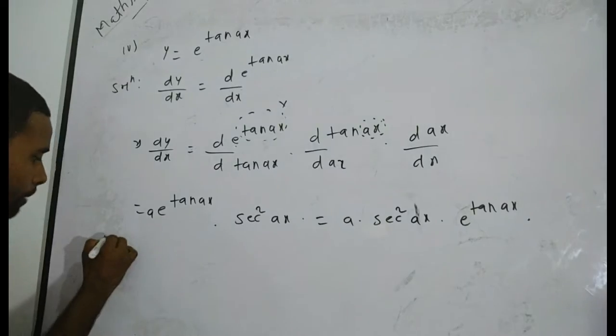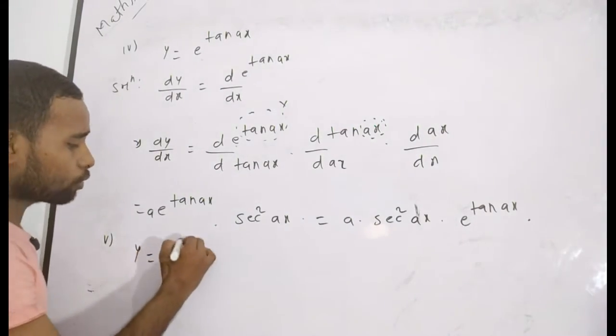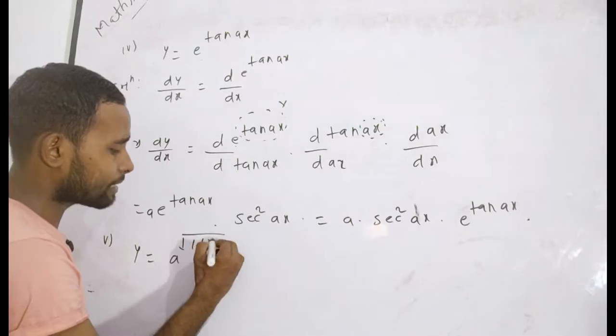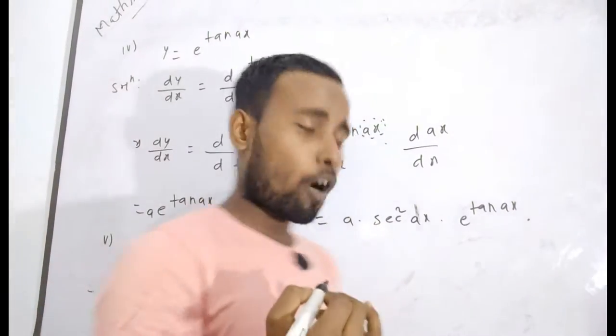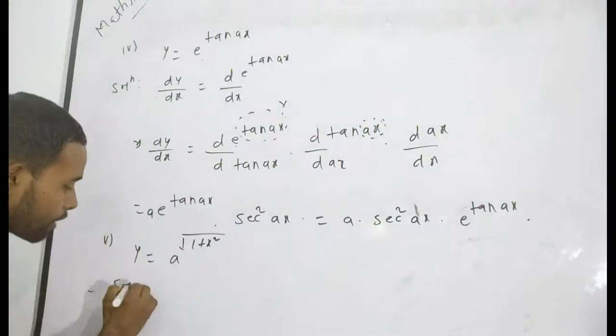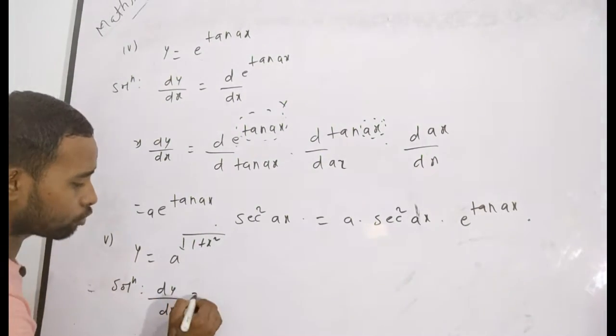Now, I want to solve question 5. See here, in question 5 it has been given y is equal to a to the power root under 1 plus x square. a to the power root under 1 plus x square. How can you solve it? It is so easy. Simply you have to write here, first of all, differentiate on both sides.